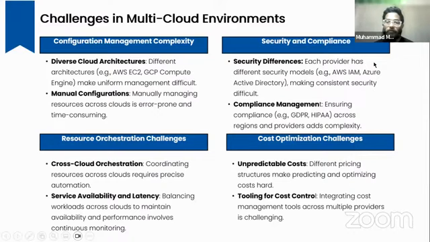The third challenge we are facing is security and compliance. Each provider has different security models, like AWS having IAM and Azure having Active Directory, which makes consistent security difficult. Compliance management, ensuring compliance across regions and providers, adds more complexity. Let me minimize this. So the cost optimization challenge: unpredictable costs and different pricing structures make predicting and optimizing cost hard. Integrating cost management tools across multiple providers for cost control is a challenging task.